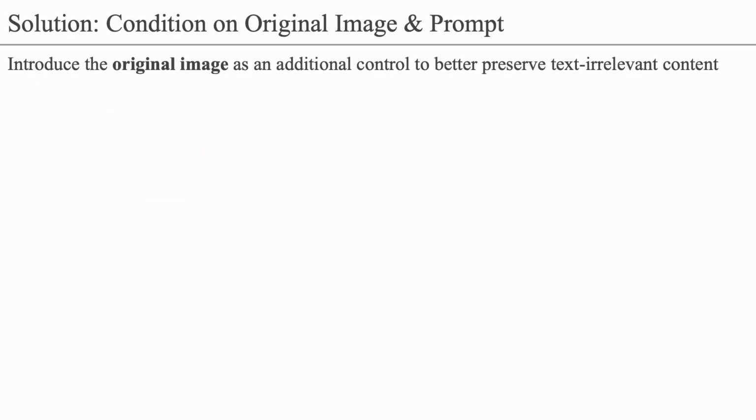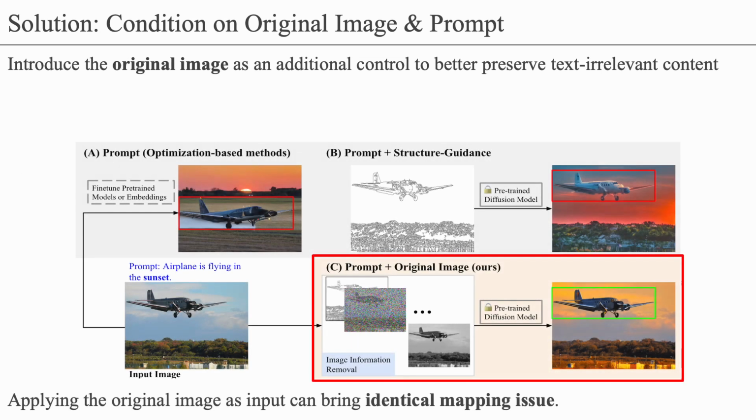To better preserve text-irrelevant content of the input image, a straightforward method is to directly introduce the original image as an additional control. However, since image editing is typically trained on image reconstruction, directly incorporating the input image during training may result in an identical mapping issue, leading to limited editing capabilities.